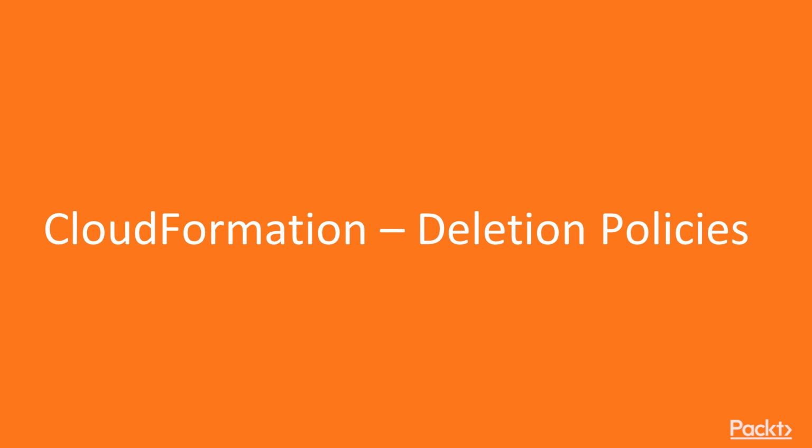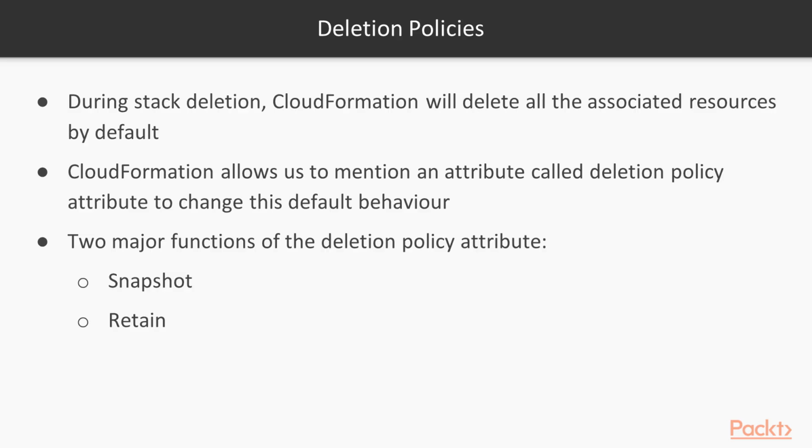So let's go ahead and understand the deletion policies. Generally, by default, whenever you do a stack deletion, CloudFormation will terminate all the resources which are part of this specific stack. However, CloudFormation also allows us to have a configurable behavior when it comes to the deletion of resources. With the help of a deletion policy attribute, we can change this default behavior. There are two major attributes which CloudFormation provides: one is snapshot and the second is retain. Let's understand more about them.